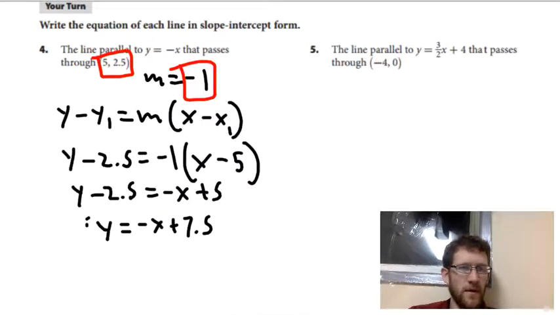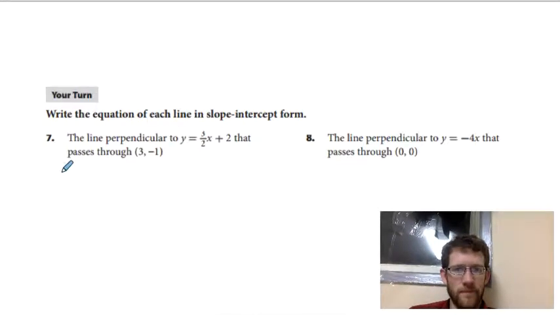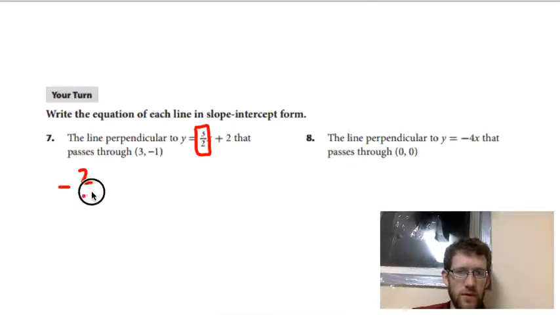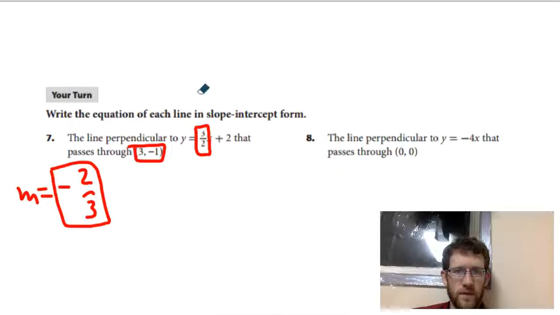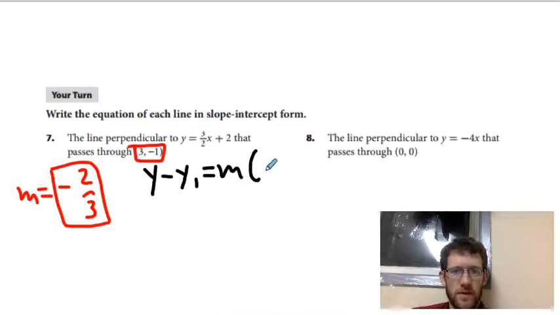So that's that one. And then I'll do an example with the perpendicular lines. I'll do number 7 here. It asks for the line perpendicular to this line that passes through this point. So the slope for this guy isn't going to be 3 over 2 because I want it to be perpendicular to that slope. So it's going to be negative 2 over 3. And those are the values I'm going to use for my point slope form. Y minus y1 equals m times x minus x1.